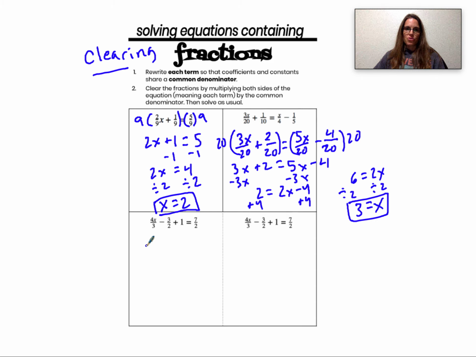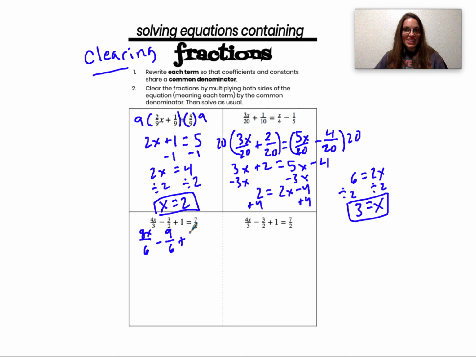So 4x over 3, to write that with a common denominator of 6, I need to multiply the top and the bottom by 2. So I have 8x divided by 6. 3/2, I need to multiply the top and the bottom by 3. So I end up with 9/6.